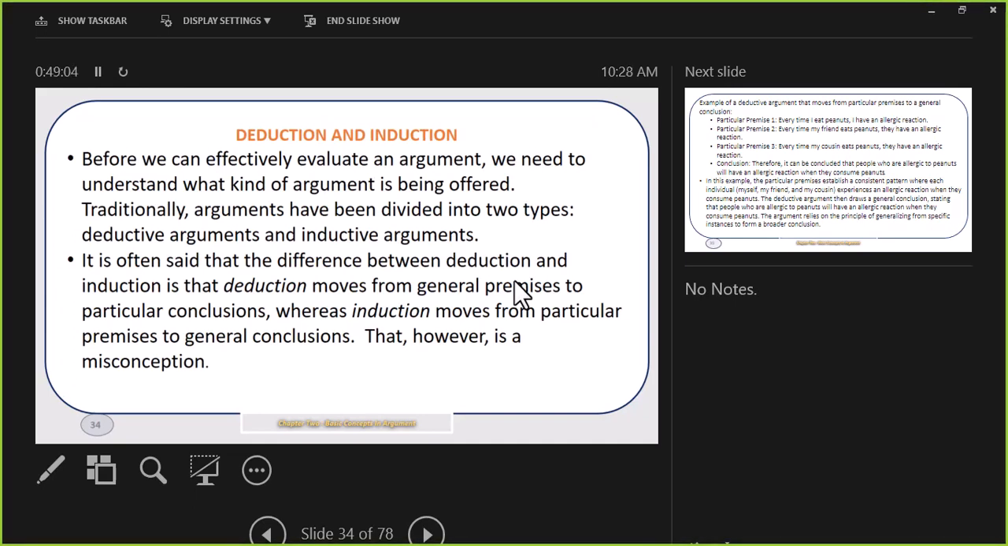Misconceptions. What is the most widely held misconception or misunderstanding about the nature of inductive argument and deductive argument? And which reasoning is most common in science? And which reasoning is most common in mathematics? Deductive or inductive?